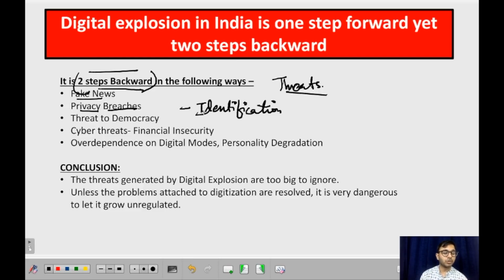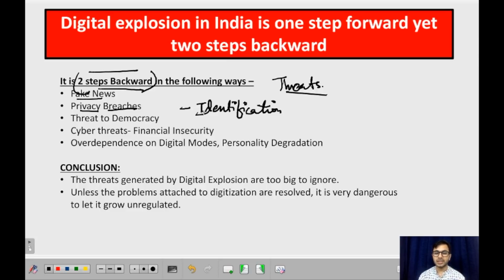They can also sell it to the government for national security purposes or for various other purposes through which the government can use or misuse that information. So there is a strong privacy breach over which an individual has no control. So it is again a two step backward, because it's a very important issue.